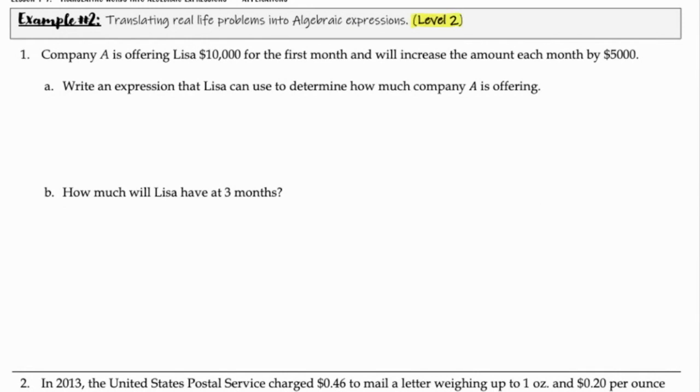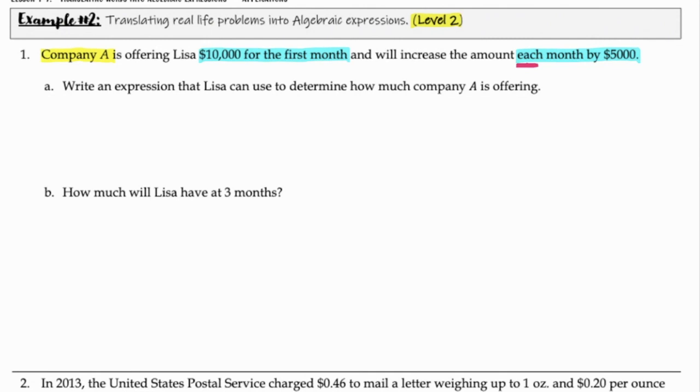This time, these are our level 2 problems where we have to think just a little bit more. And most often, there's a part B, a part C question that we may need to answer. So for number 1, company A is offering Lisa $10,000 for the first month and will increase the amount each month by $5,000. So for the first month, she is going to get $10,000. And every single month, or each month, she's going to get $5,000. Again, I'm looking for that word each because that each is going to tell me what my unknown is.